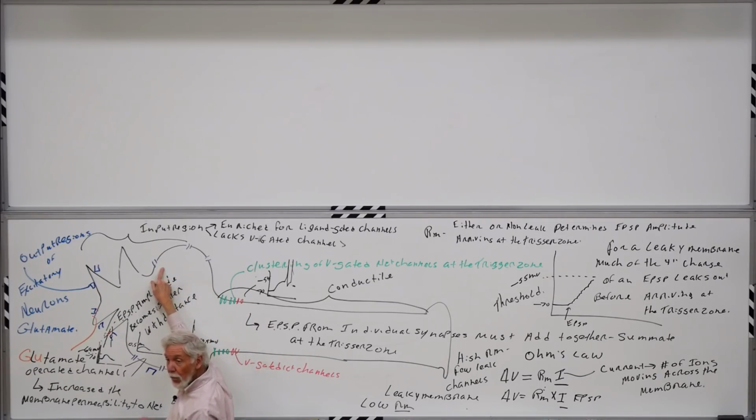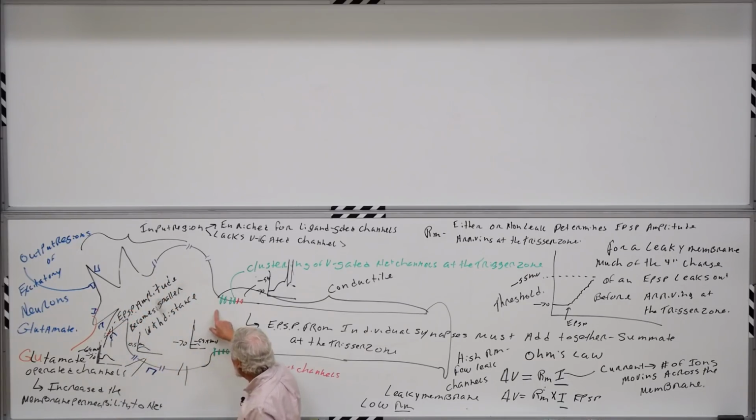The higher the membrane resistance, the larger the potential, the larger delta V generated for each one of them at this site, so the fewer synapses active you need to have. If, however, this is a leaky membrane, you're just going to have a whole bunch more synapses that need to be active to reach threshold.